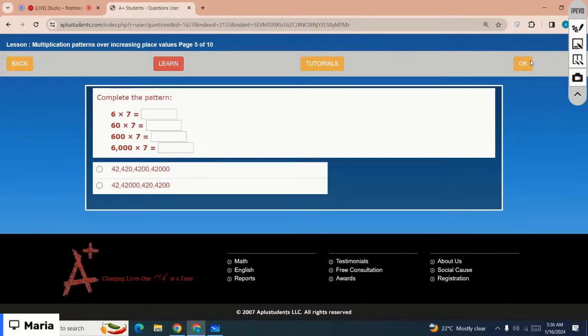Complete the pattern. Which is the correct option? Option 1 or option 2? Which option is the correct one? Yes, very good. The correct option is option number 1. It would be 42, 420, 4200 and 42,000. Option number 1 is the correct option.